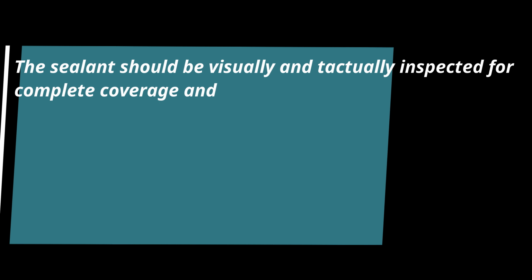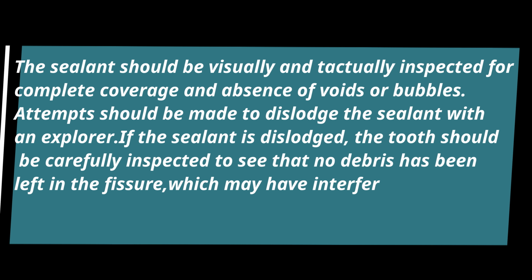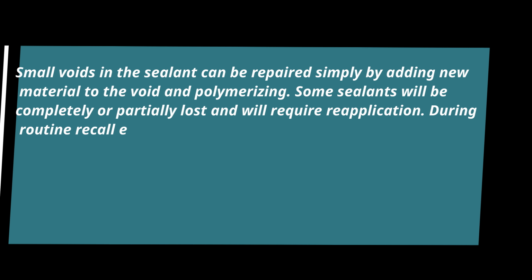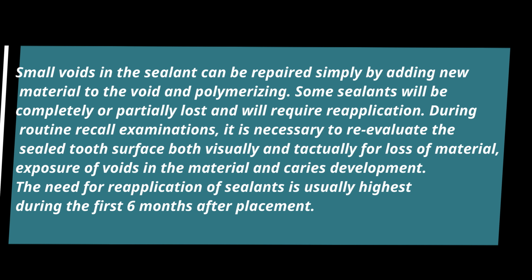And now finally, evaluation. The sealant should be visually and tactually inspected for complete coverage and absence of voids or bubbles. An attempt should be made to dislodge the sealant with an explorer. If the sealant is dislodged, the tooth should be carefully inspected to see that no debris has been left in the fissure, which may have interfered with the bond. Small voids in the sealant can be repaired simply by adding new material to the void and polymerizing. Some sealants will be completely or partially lost and will require reapplication.